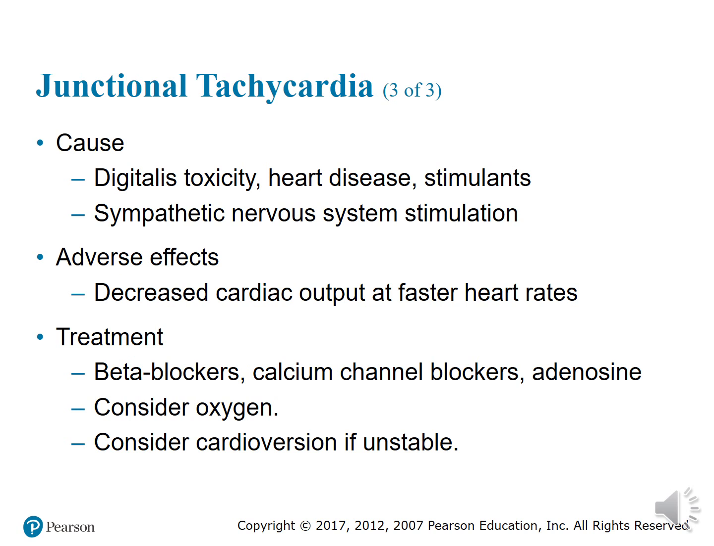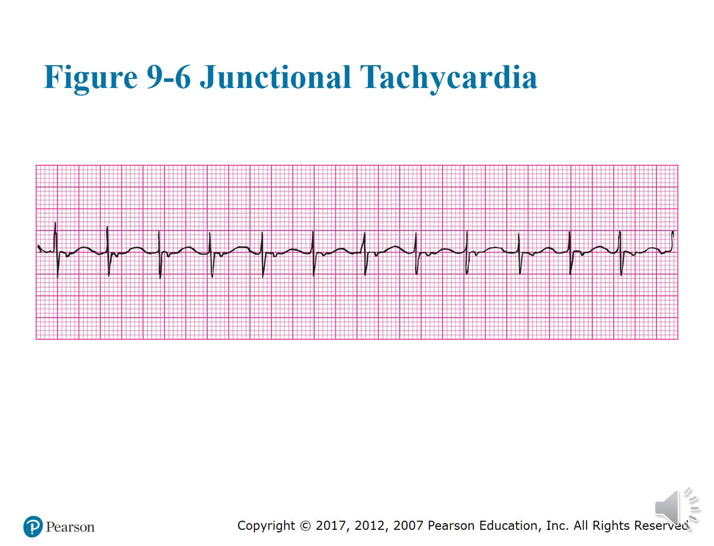Some treatments that can be given to someone who's experiencing junctional tachycardia are either a beta blocker or a calcium channel blocker, oxygen might be considered, or they might be given cardioversion if they are unstable. Only if they are unstable will they be given cardioversion. This is an example of a junctional tachycardia.